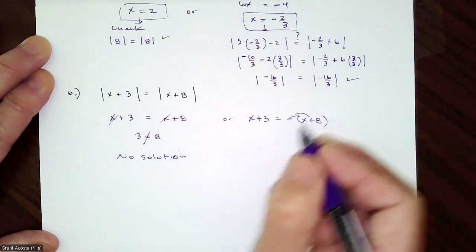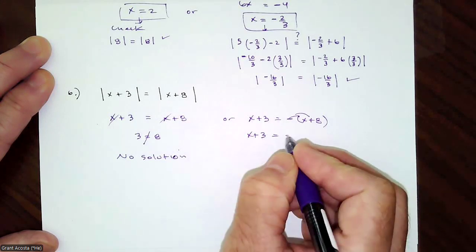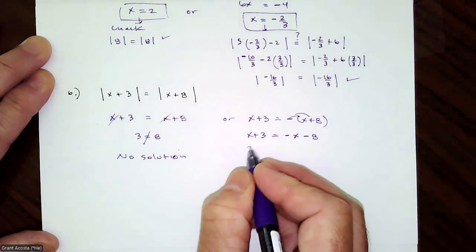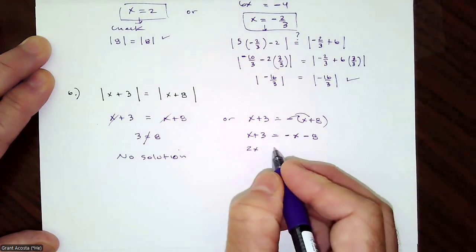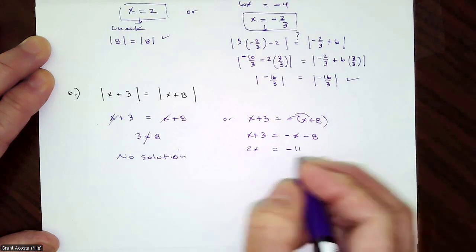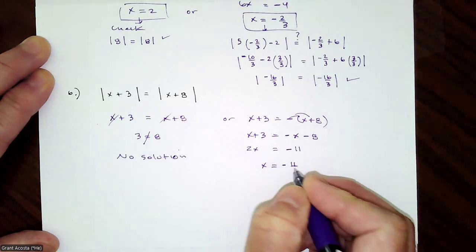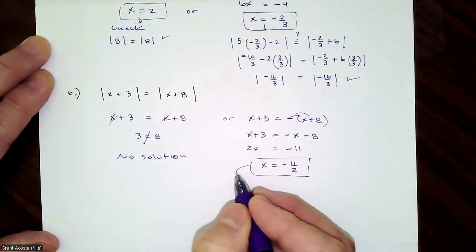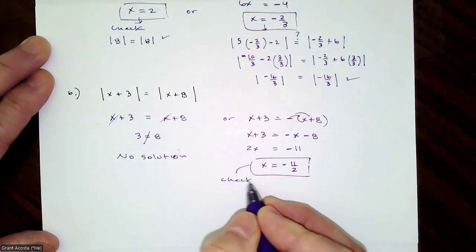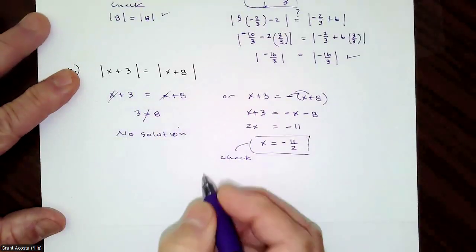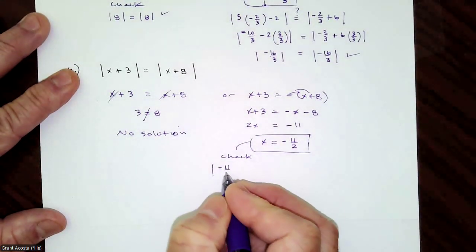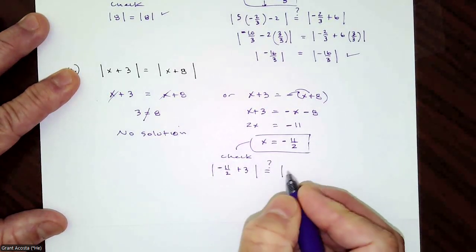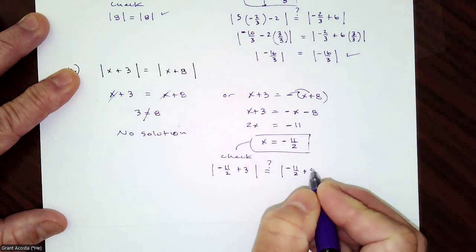But here, if I distribute, I could add the x over here, subtract the 3 over here. That's going to be negative 11. And that gives me x equals negative 11 halves. And we can do a quick check of that. Okay, I didn't make these easy, did I? Negative 11 halves plus 3, I want to see if that, when I take the absolute value of that, is equal to negative 11 halves plus 8.